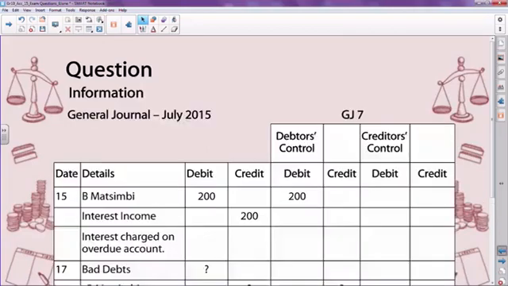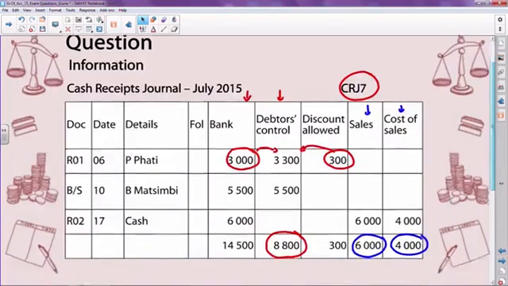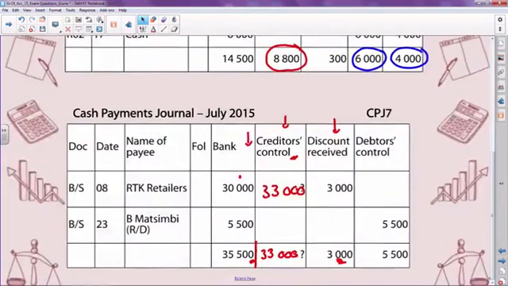But now we are not done with the CPJ. I want to go back to the CPJ and explain again that last entry. So let's go look at the last entry in the CPJ. You can see there it's bank statement 23, that's when the transaction took place. It's Matsimbi, RD check, 5,500. Now guys, what does RD mean again?